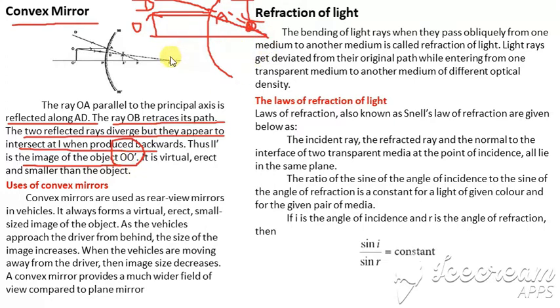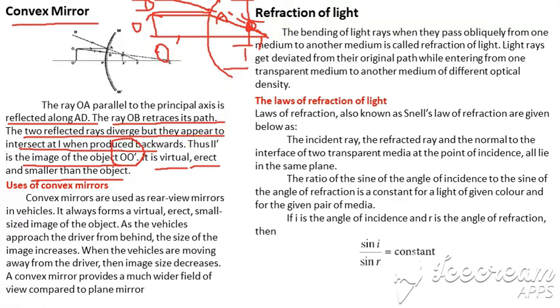So here, the image formed for O dash will be I dash. The image is virtual, erect and it is smaller than the object. It is smaller than the object, virtual and it is also erect.